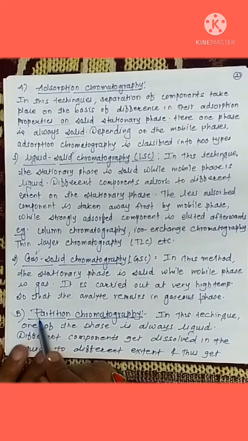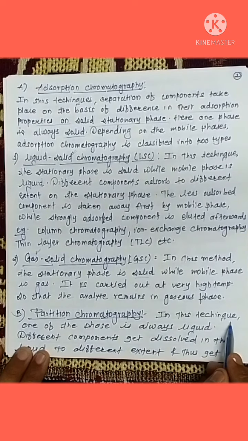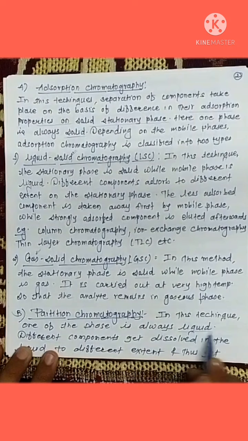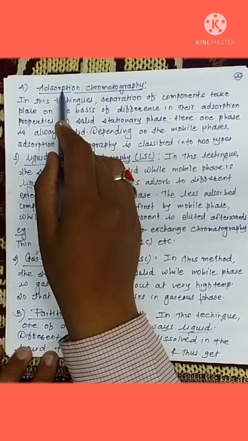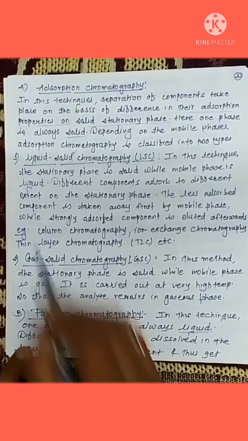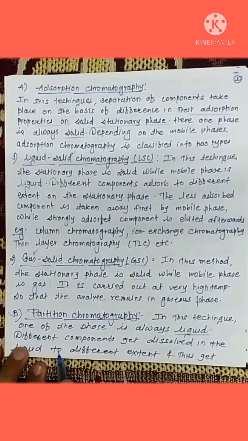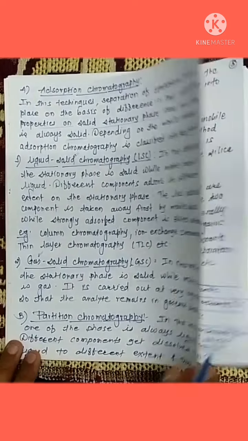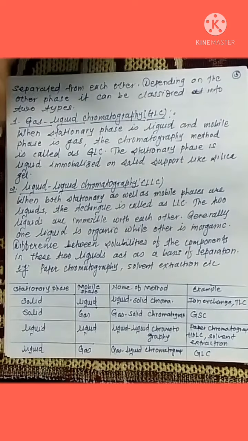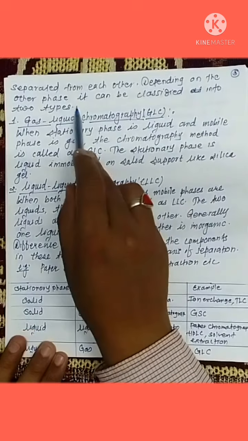The second type of chromatography is partition chromatography. In this technique, one of the phases is always a liquid. So in adsorption chromatography, one of the phases is always solid, while in partition chromatography, one of the phases is always liquid. Different components get dissolved in the liquid to different extents and thus get separated from each other depending on the other phase.